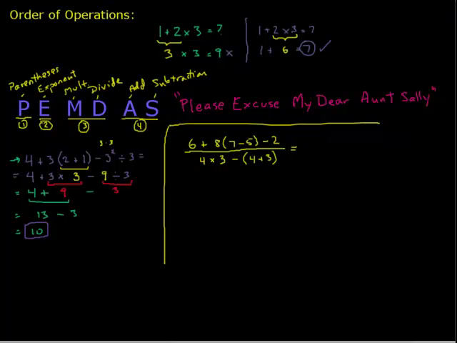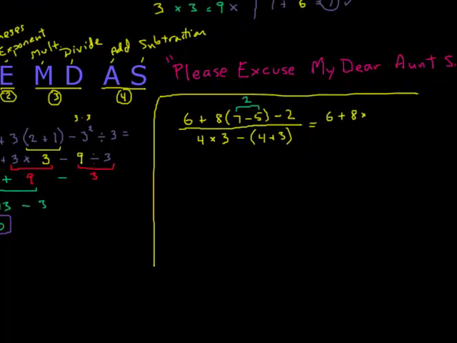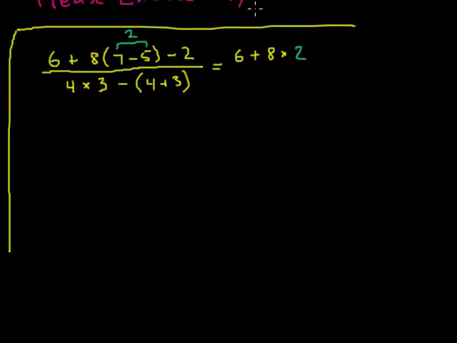So the first thing we want to do is go for the parentheses right here. Inside the parentheses, 7 minus 5 is 2. So we'll have 6 plus 8 times 2 minus 2. All divided by, and now let's go after the denominator. In the denominator we have a parentheses, so that's what we'll do first. Inside the parentheses we have a 7, so we end up with 4 times 3 minus 7.